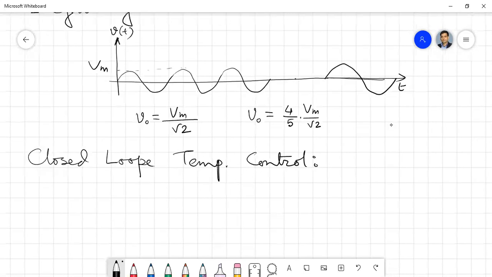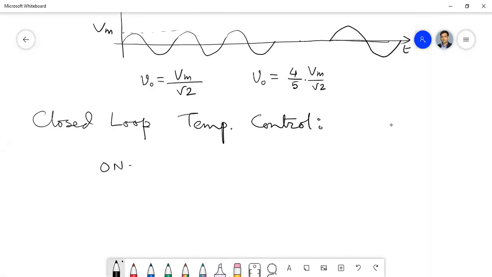A very basic control of closed loop temperature control is on-off control. Have you studied on-off control before?